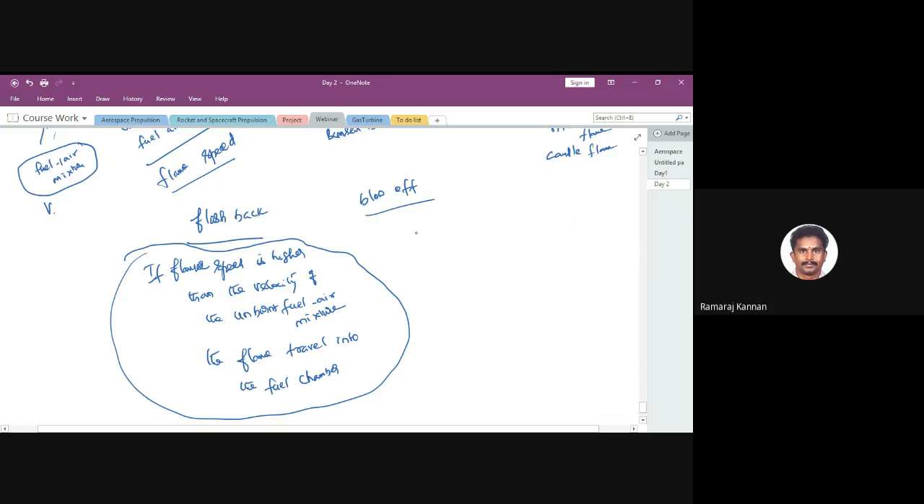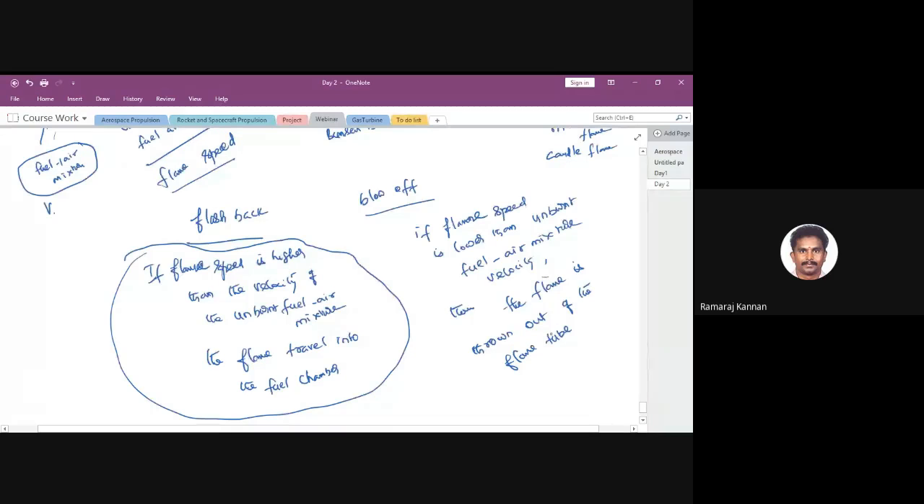And the reverse of that, if the flame speed is lower than the onboard fuel air mixture velocity, then the flame is going to be thrown out of the flame tube.